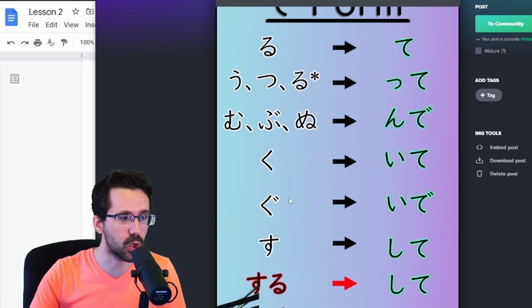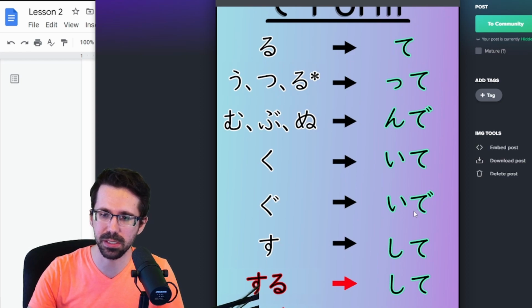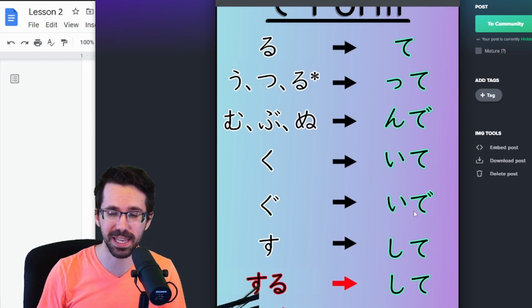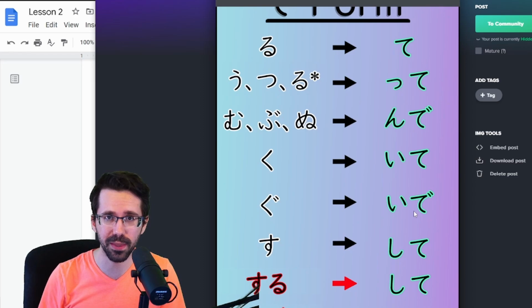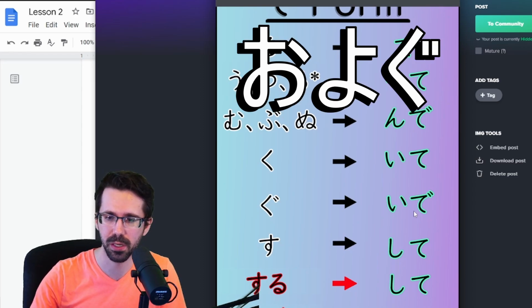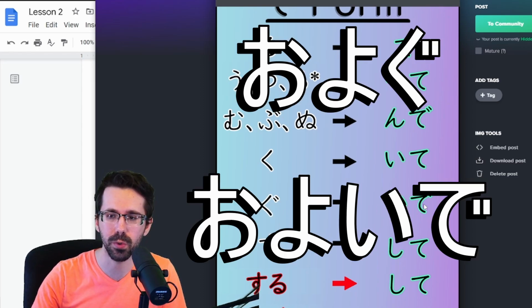Any verb that ends with gu will go to ide. That one can be a little bit difficult because there aren't very many verbs that end with gu. The main one that we know is oyogu, to swim. So oyogu goes to oyoide.